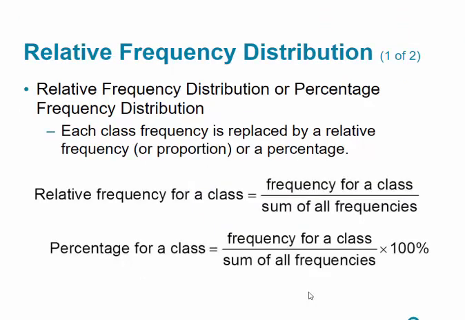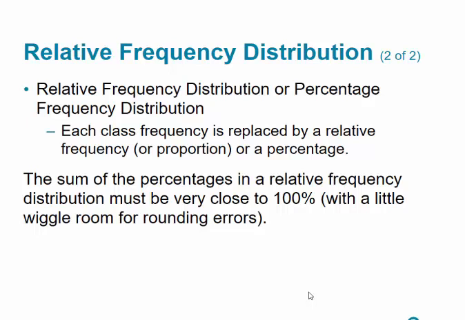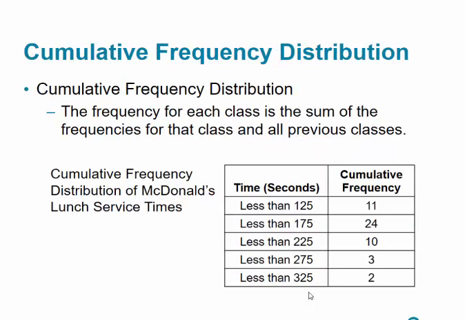Now, the next thing is relative frequency distribution, or percentage frequency distribution. Each class frequency is replaced by a relative frequency or proportion or percentage. So how do we find the relative frequency for a class? We simply take the frequency for the class, or the raw number of data values or data points, and we divide it by how many total we have. Now, to find a percentage for the class, we simply take what we did previously and multiply it by 100. So the sum of the percentages in a relative frequency distribution must be very close to 100. Unless you round, it should be 100, especially if you use technology.